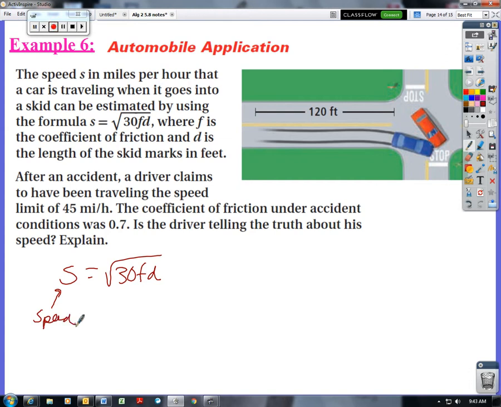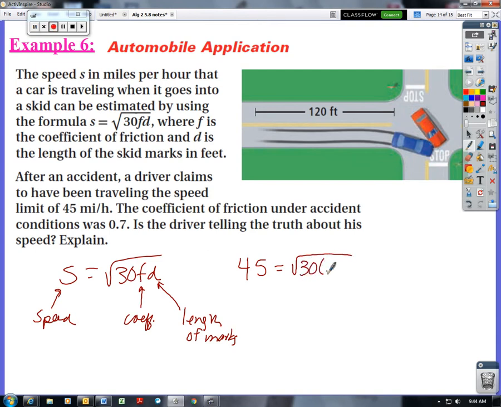F is the coefficient of friction, so that's a coefficient. And D is the length of the skid marks. Length of the marks in feet. After an accident, a driver claims to have been traveling the speed limit of 45 miles an hour. So we'll put 45 in here for S. And the coefficient of friction was 0.7.